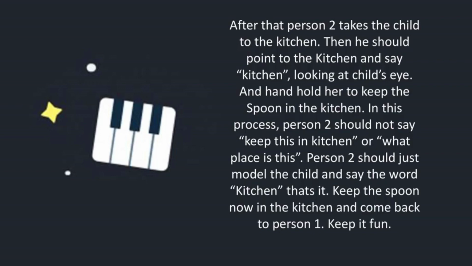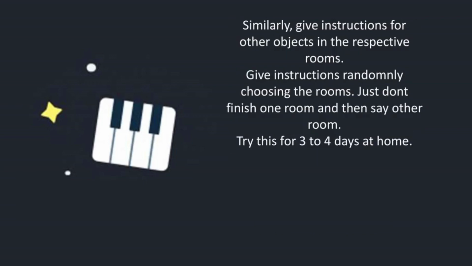After that, person two takes the child to the kitchen. Then he should point to the kitchen and say kitchen, look at the child's eyes, and hand-hold her to keep the spoon in the kitchen. In this process, person two should not say keep this in kitchen or what place is this. Person two should just model for the child and say the word kitchen. That's it. Keep the spoon now in the kitchen and run back to person one. Keep it fun. Similarly, give instructions for other objects in the respective rooms. Don't finish all the objects in one room and then go to another room. Just randomly use different rooms and different objects.